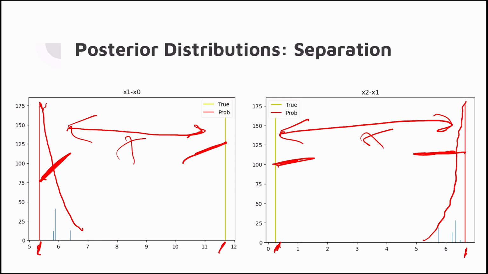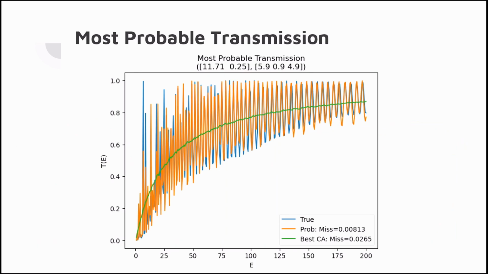We will produce a transmission from our mode result, our most common result. So we take the mode of each parameter and check what transmission that results in. It looks pretty close to me. So here, our blue line is our true transmission. The orange curve is our probable transmission. And then just to add in, that red line there is our CA. And visually, it looks pretty good.